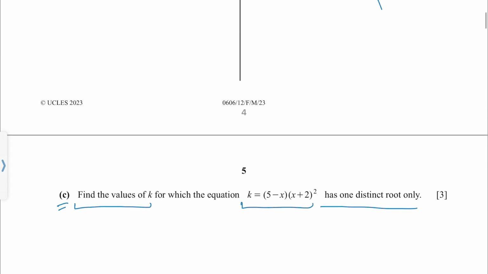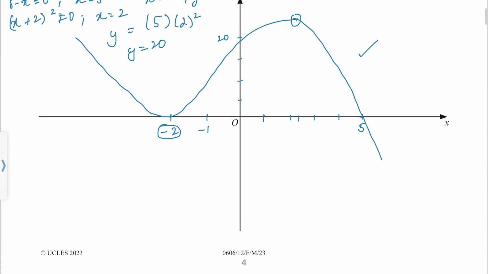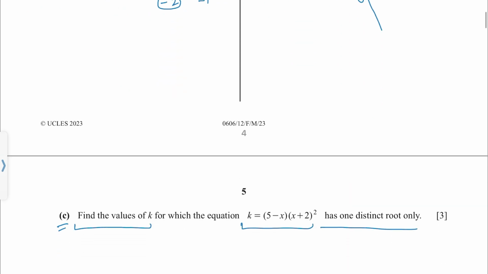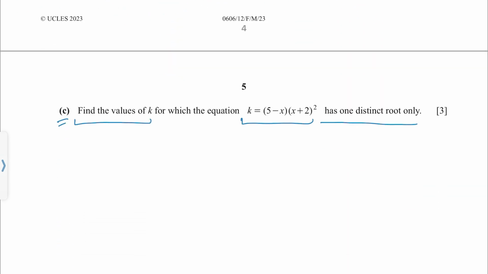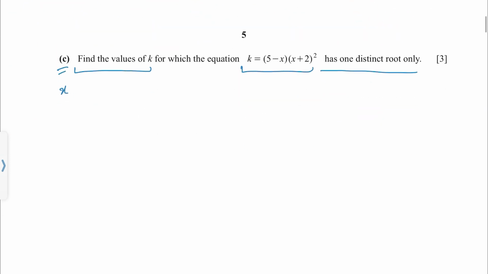Now coming on to part C, find the values of k for which the equation has one distinct root only. So can you guess what will be that one distinct root? That one distinct root will be on the maximum point, this point. That one distinct root will be on the maximum point, that is x equals to 8 upon 3.